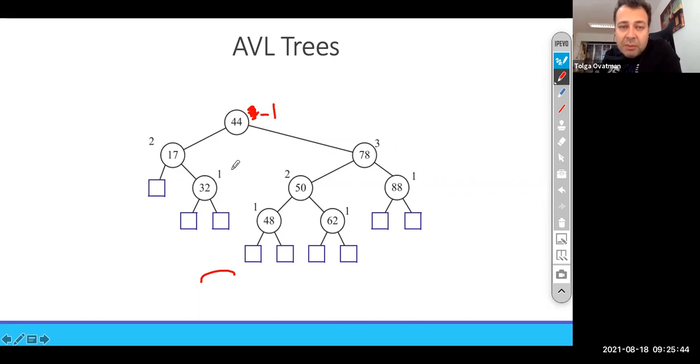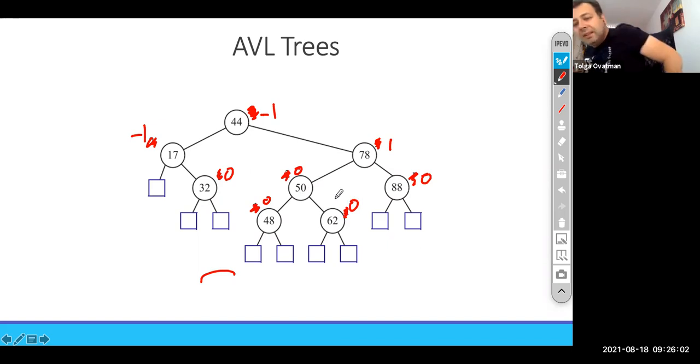And this one is 1 minus 2, which is going to be minus 1. This one is going to be 0, because 1 minus 1. This one is going to be 2 minus 1, 1. This one is going to be 0. This one is going to be 1 minus 1, 0. And these two are going to be 0 as well. So you can make the annotation like this as well.